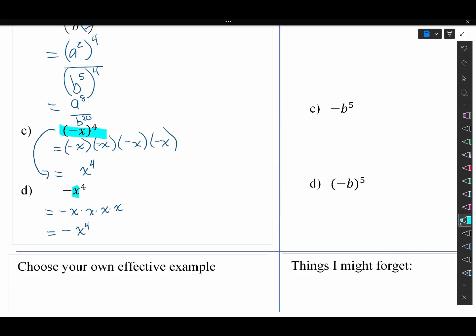So that means these two things are true. Ready? Negative x to the exponent 4, with the negative inside the brackets, is equal to x to the exponent 4. That's true. You know what else is true? Negative x to the exponent 4, with no brackets, is equal to negative x to the exponent 4.